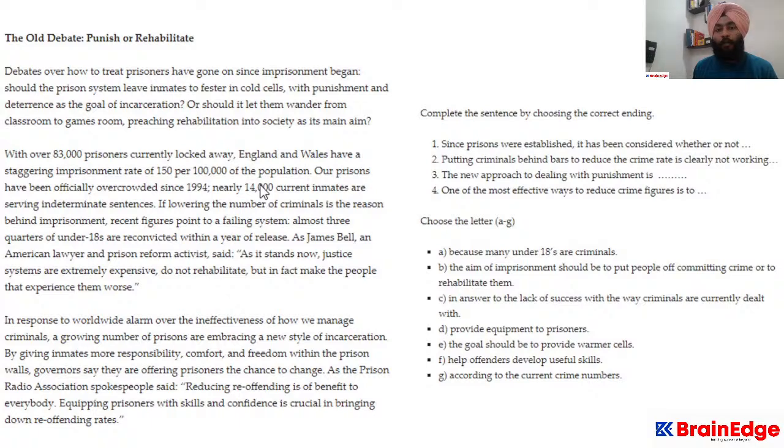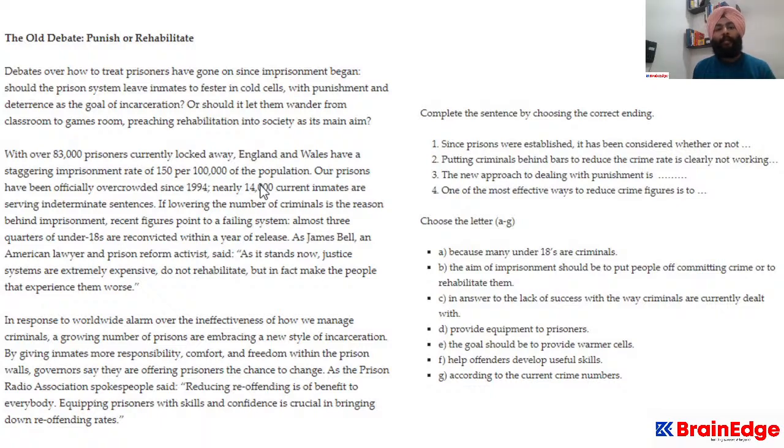Done. This is a synonym for this. It has been considered whether or not: consideration, thought, contemplation, debate. So this is the whole sentence, which is the exact copy-paste of this sentence. That means the remaining portion is your answer, which is the exact synonym of one of these sentences. Let's see. The day prisons have been established, it has been seen what?